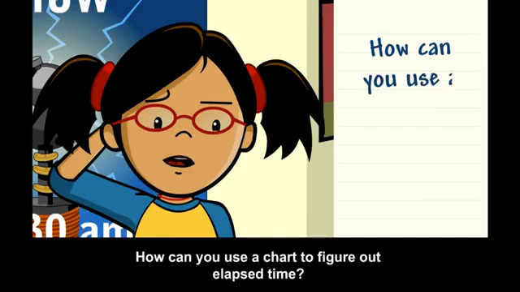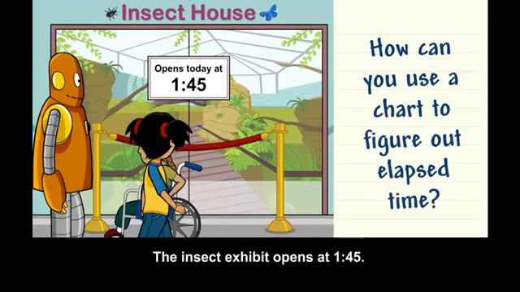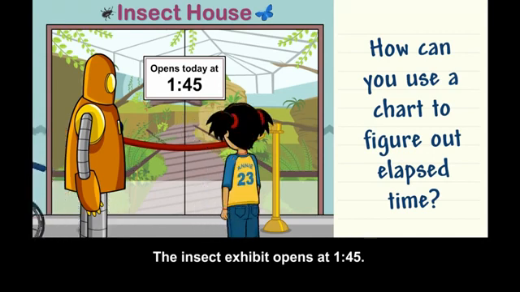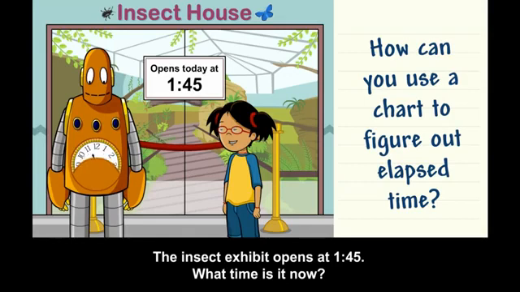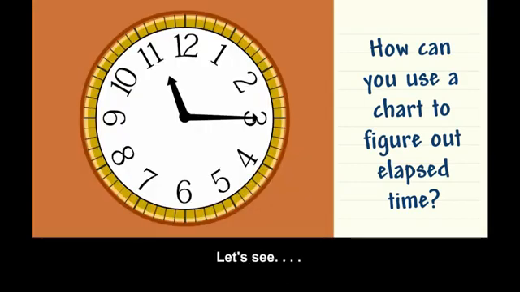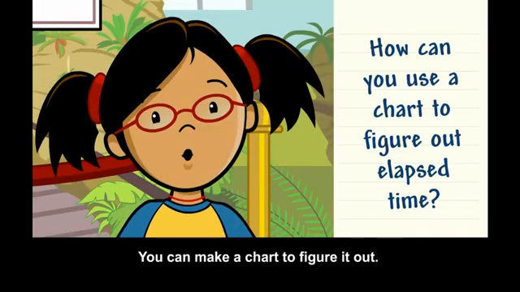How can you use a chart to figure out elapsed time? The insect exhibit opens at 1:45. What time is it now? Let's see. It's 11:15. How much time do we have? You can make a chart to figure it out.